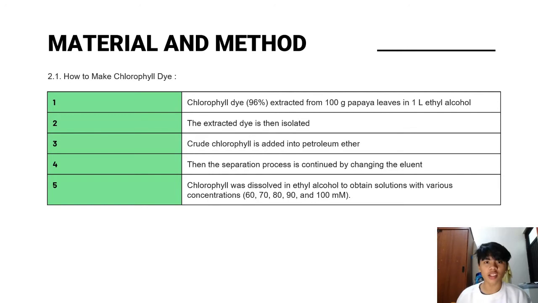A detailed description of the chlorophyll dyes can be found elsewhere. Step 5, or the last step, chlorophyll was dissolved in ethyl alcohol to obtain solutions with various concentrations starting from 16, 17, 18, 19, and 100 millimoles. The synthetic dye used in the study was 0.03 millimoles N719. The optical properties of the dye were measured by UV spectroscopy. The functional groups in these dyes were characterized by Fourier transform infrared spectroscopy.